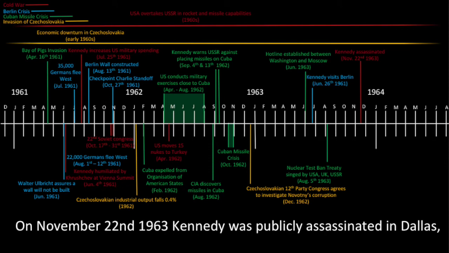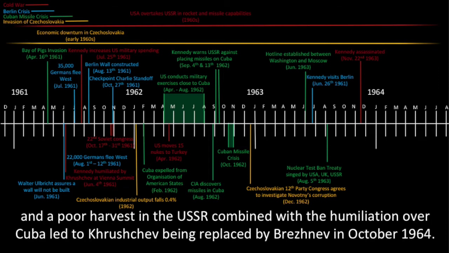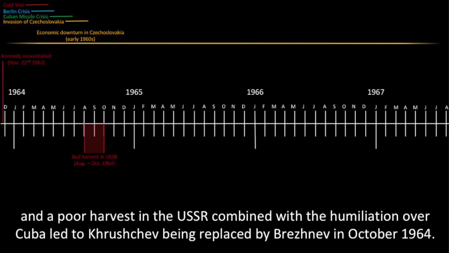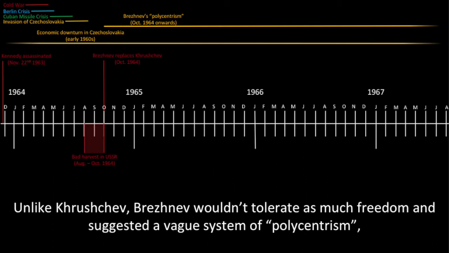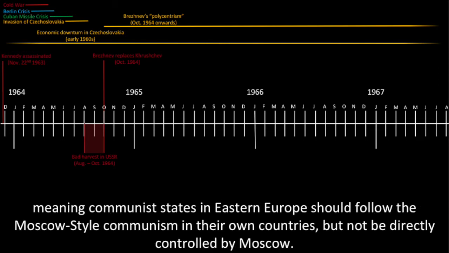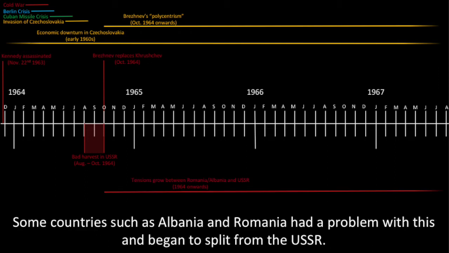On November 22, 1963, Kennedy was publicly assassinated in Dallas, and a poor harvest in the USSR combined with the humiliation over Cuba led to Khrushchev being replaced by Brezhnev in October 1964. Unlike Khrushchev, Brezhnev wouldn't tolerate as much freedom and suggested a vague system of polycentrism, meaning communist states in Eastern Europe should follow the Moscow-style communism in their own countries, but not be directly controlled by Moscow. Some countries such as Albania and Romania had a problem with this and began to split from the USSR.